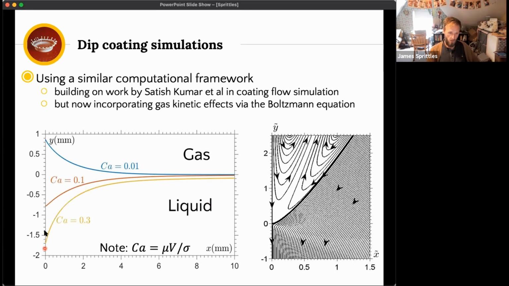So what does the flow look like here? The liquid gets pulled down because the solid is moving down. The liquid pulls gas down the free surface. The solid pulls gas down the solid surface. And this is a steady state problem, so the gas has to go somewhere, and it's ejected through the center.